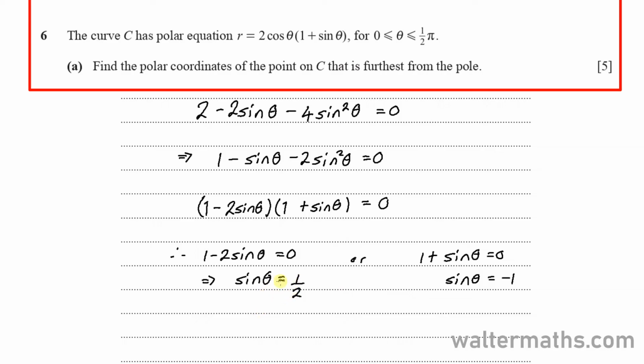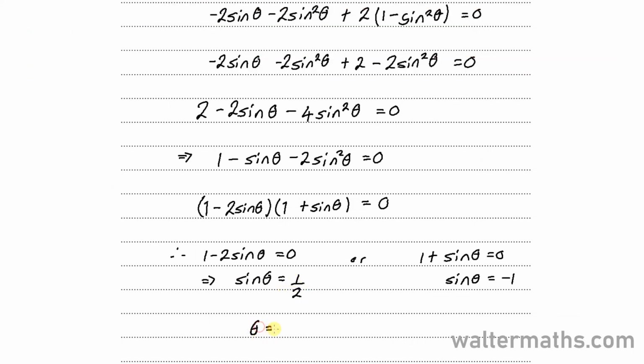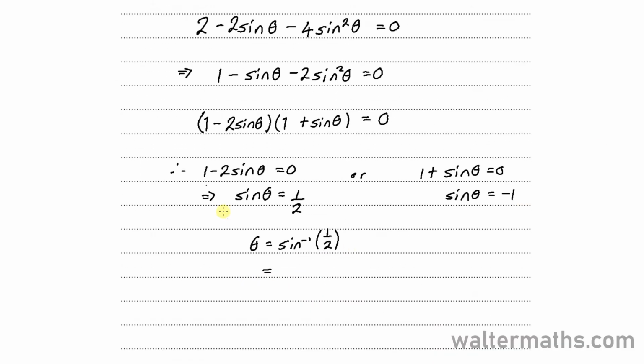Now, according to the question, theta ranges between 0 and a half pi. So we're only going to get a value between 0 and a half pi from sine theta being equal to a half. So theta is arcsine of a half, and that gives us 30 degrees, which in radians is a 1/6 pi. So that's the value of theta here.